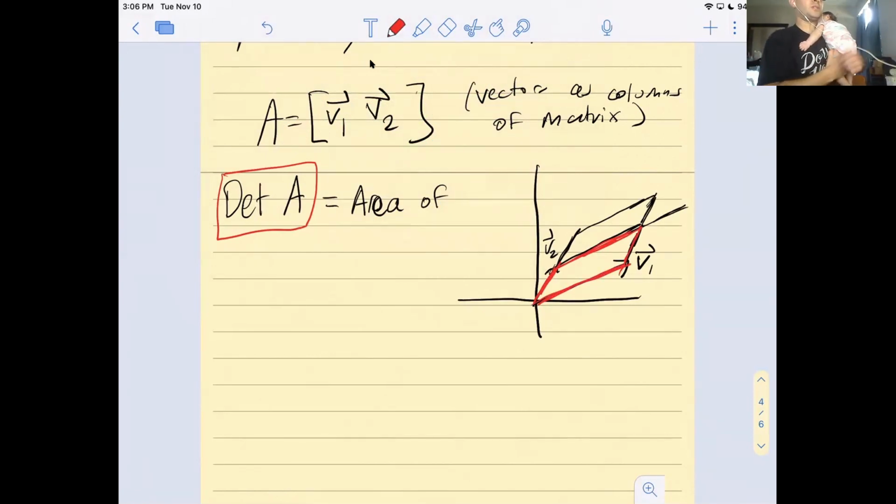So my question is, how could you arrange V1 and V2? Like if you make V1 and V2 really, really big, your determinant is going to be big as well, possibly. Like if you make the parallelogram really, really big. Can anyone think of a way to rearrange V1 and V2 so that the area turns into zero? What does that mean?